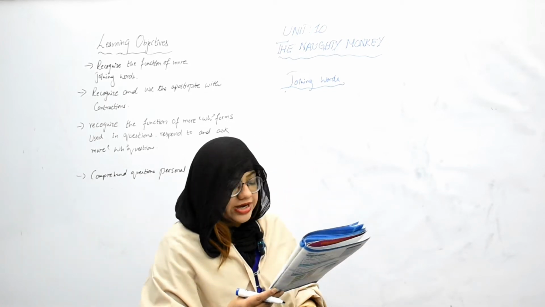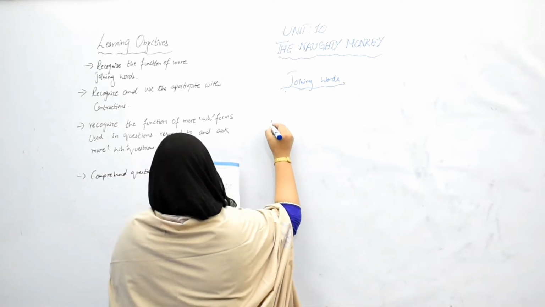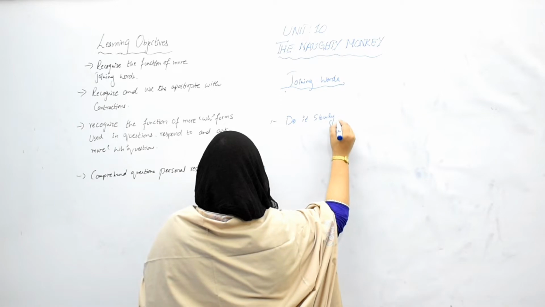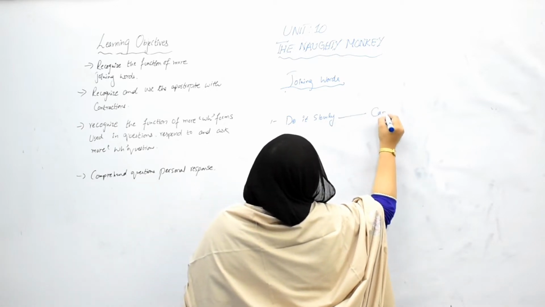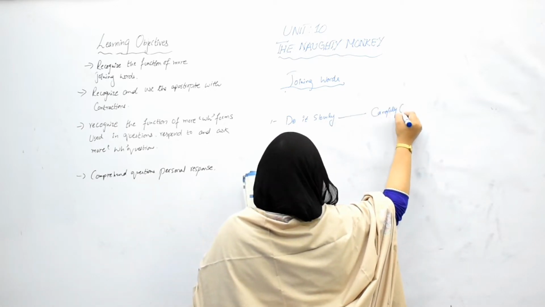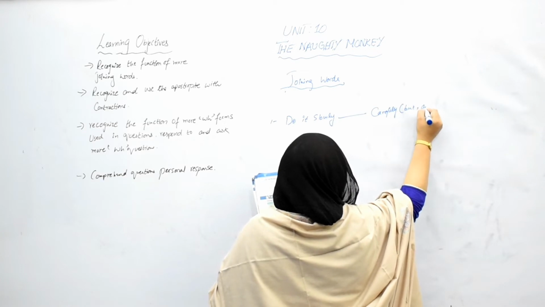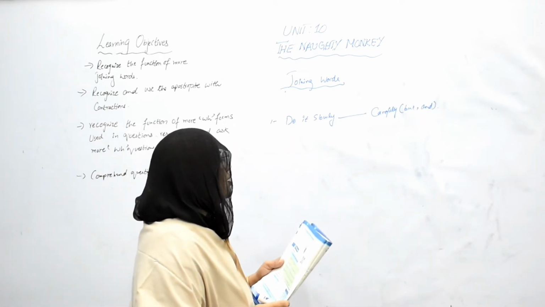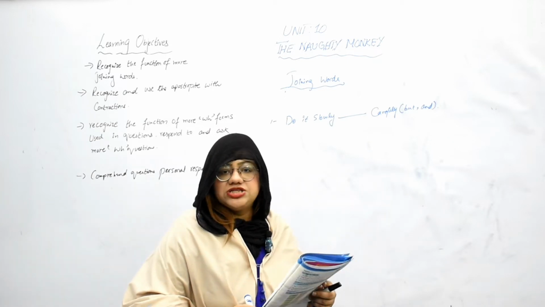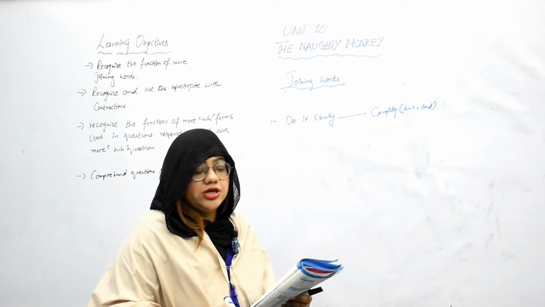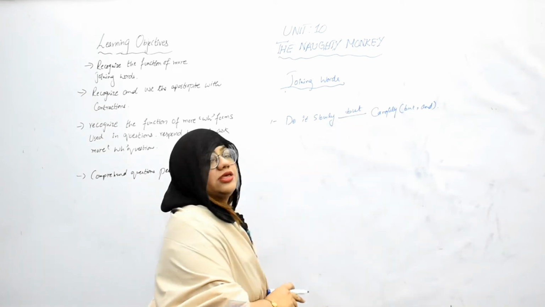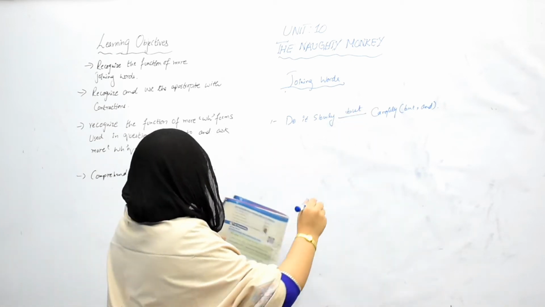Now I'm going to write that one. Do it slowly, carefully, but and. Tell me, do it slowly, dash, carefully: but or and? Do it slowly, but carefully. That is the correct one.